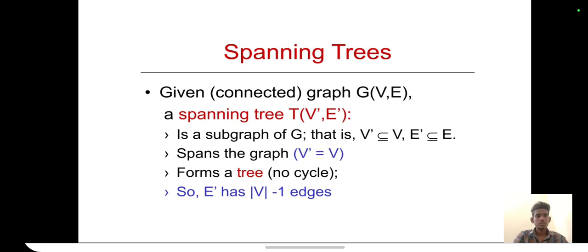Spanning trees. Given a connected graph G(V, E), a spanning tree is T(V', E'). It is a subgraph of G, that is, V' gives V or E' gives E. It spans the graph, V' equals V, and forms a tree with no cycle. So E' has |V| minus 1 edges.